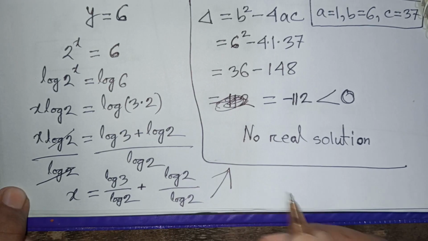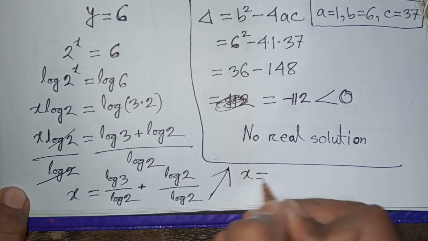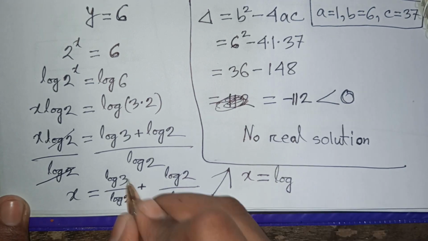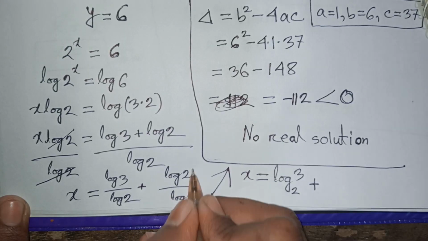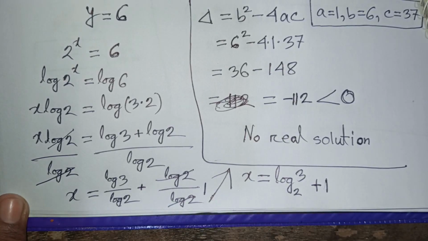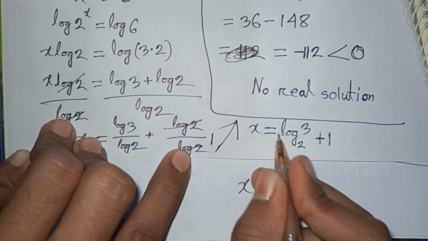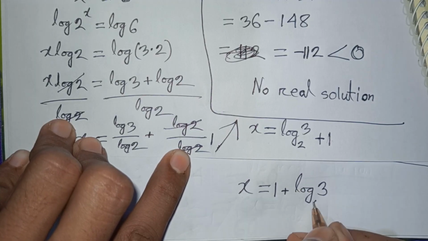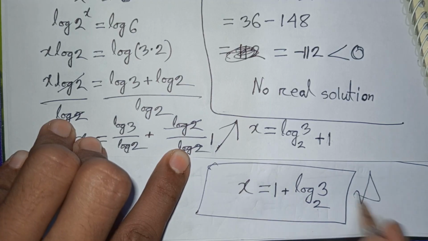In the next step, here x will be equal to log 3 divided by log 2, that means log 3 base 2, plus this log 2 over log 2 will be cancelled, so here plus 1. So x will be equal to 1 plus log 3 base 2. So this is the value of x. So this is our final answer.